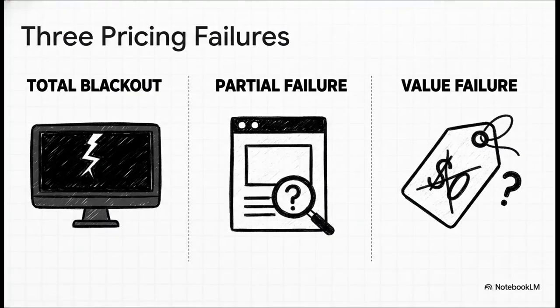Okay, so these are our three main MOs. First, you've got the total blackout. This is the most dramatic one. The whole pricing tab, the whole system is just dark, gone. Then there's partial failure, which is a little more subtle. The system is running, but key evidence, like the base price, is missing in action. And finally, the sneakiest of them all, the value failure. You see a number, but it's zero or it's just plain wrong. And that one can be even more dangerous.